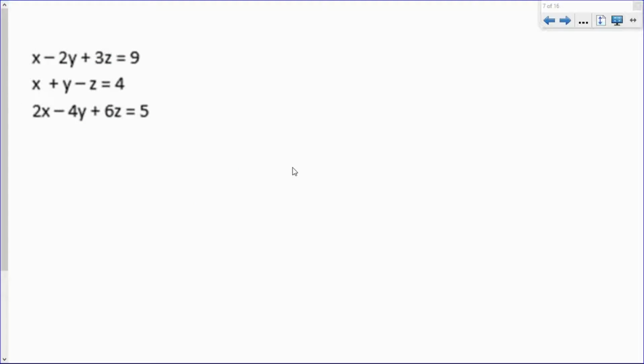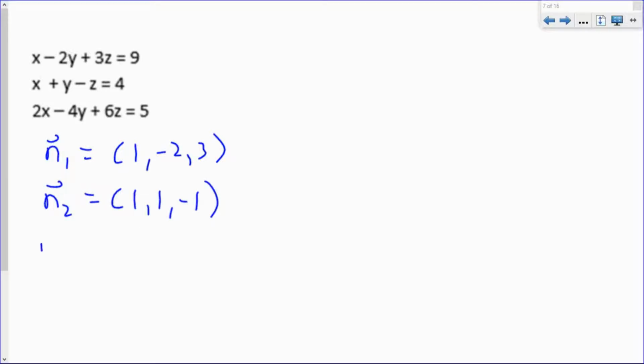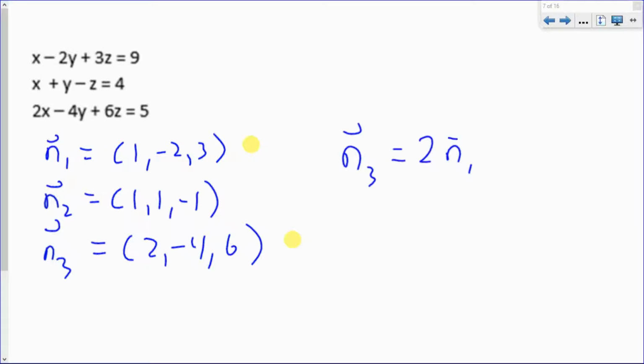So we have these 3 equations here. We could start again by looking at the normals. The first normal being 1, negative 2, 3. The second normal being 1, 1, negative 1. The third normal being 2, negative 4, and 6. So I noticed something interesting here just by inspection. Notice that the first and third normals are in fact collinear. N3 is really just double N1.